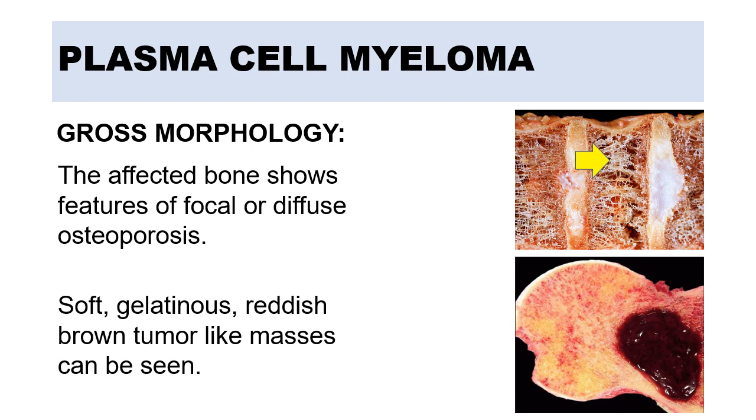Coming to the gross morphology of these affected bones, the affected bones show features of focal or diffuse osteoporosis as shown. You can also see soft, gelatinous, reddish-brown tumor-like masses within bones.